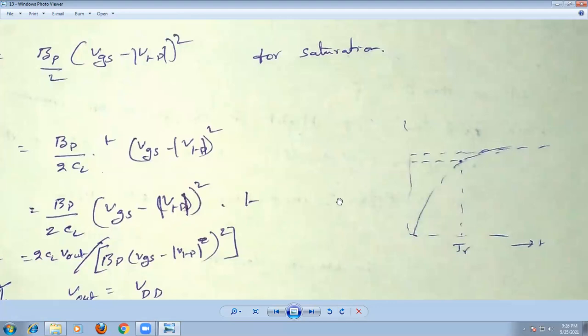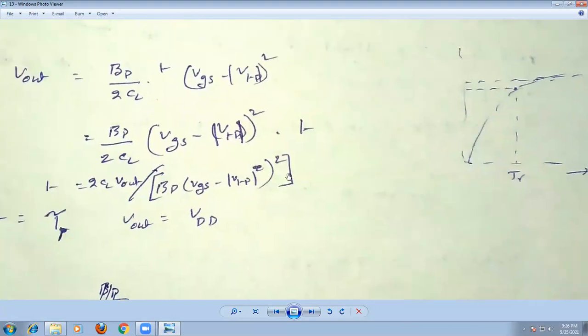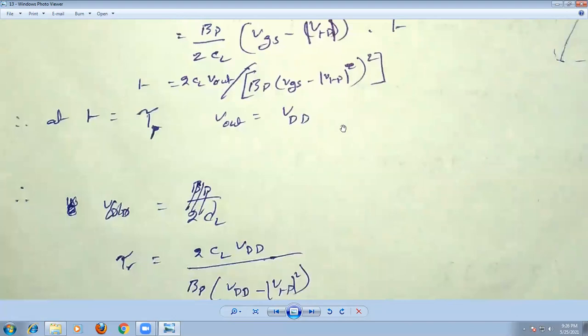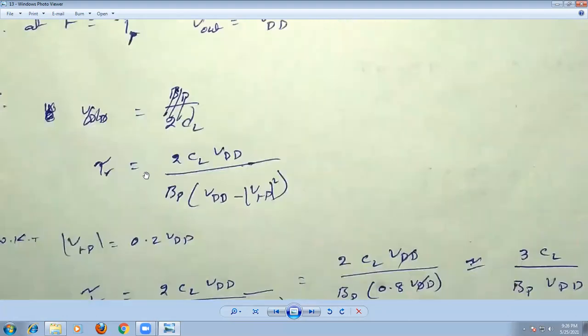So we are going to substitute: at T equals TR, output voltage is approximately equal to VDD. Substituting in this equation, T is replaced by TR and V out is replaced by VDD. Therefore, TR is equal to CL into VDD by beta P into (VDD minus magnitude of VTP) whole square. This square is not here; strike off this one and place the square 2 here, VDD whole square.